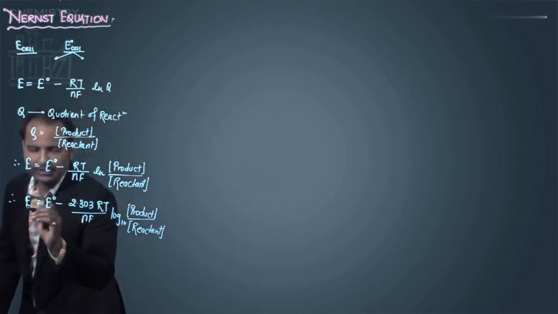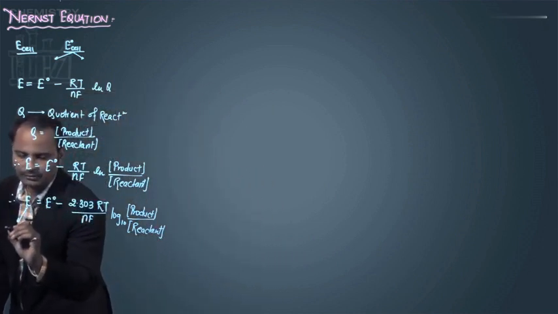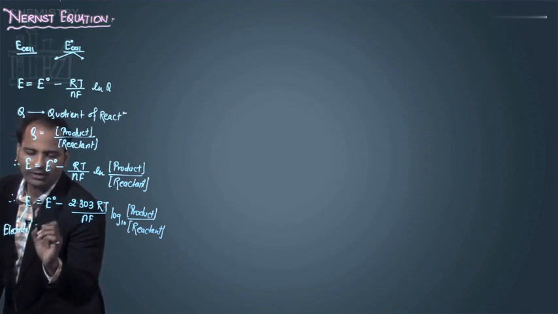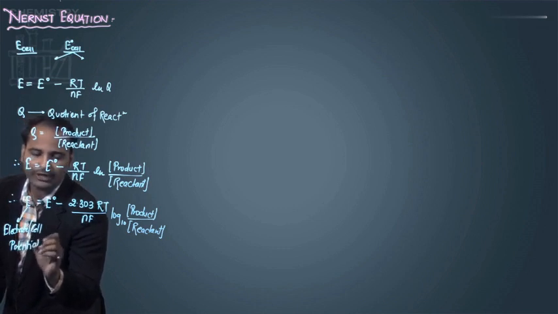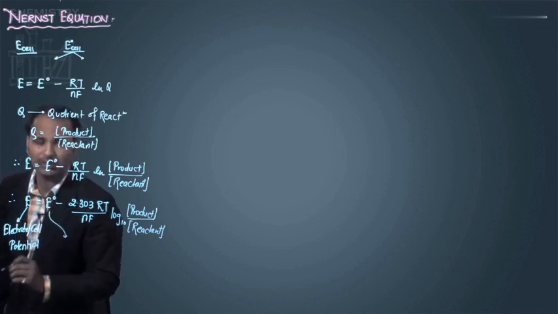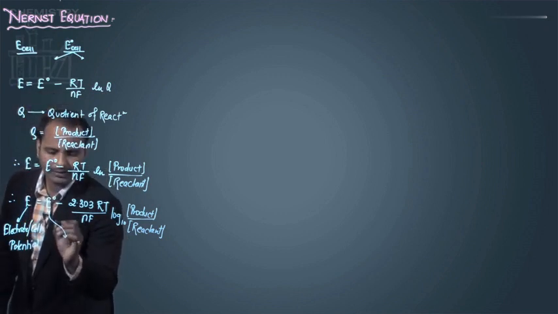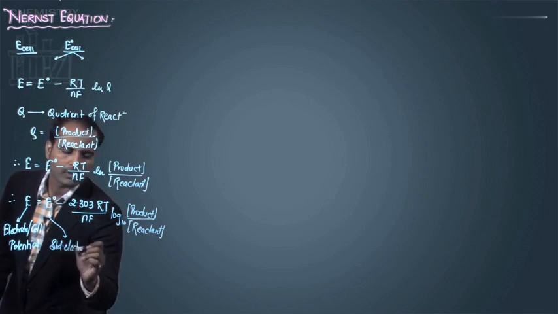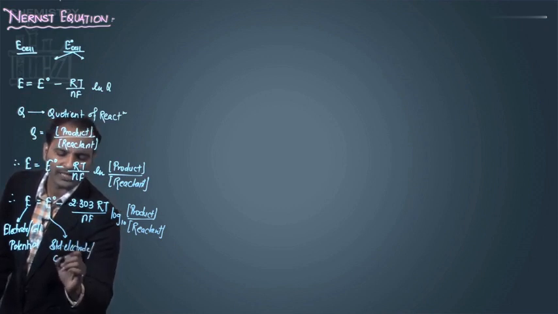Here, as I said, E is nothing but the electrode potential, or we can call it the cell potential, depending on whether we are using the formula for a single electrode or for a whole cell. Similarly, it will be the standard electrode or standard cell potential.